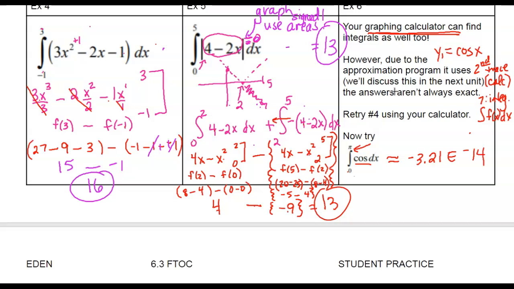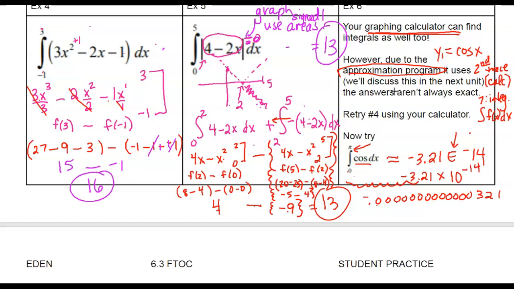Okay, and so some students will write that. Now, because of an approximation program that your graphing calculator uses, it has this default. Hopefully you've seen this before, but if not, we're going to talk about it now. This E is really scientific notation. So this means negative 3.21 times 10 to the negative 14. And so what that negative does is, remember, it moves this decimal 14 places to the left. So it's all of these zeros, and it's negative 13: 1, 2, 3, 4, 5, 6, 7, 8, 9, 10, 11, 12, 13.